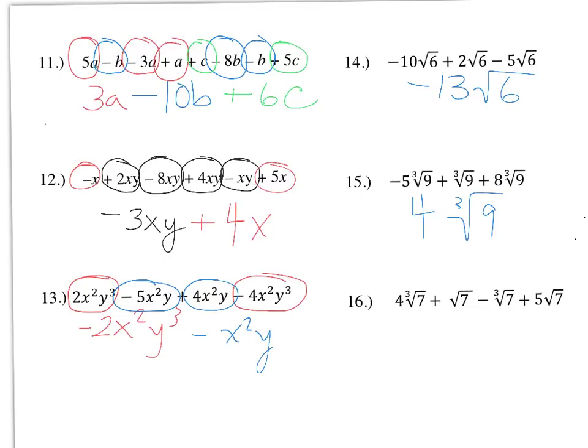All right, the last one. It looks like we maybe could combine all of these, but we actually can't. We have some cube roots of 7 and some square roots of 7. So let's start with the cube roots of 7. We have 4 cube roots of 7. Take away 1 cube root of 7. That's 3 cube roots of 7. And then we have 1 square root of 7 plus 5 square roots of 7. That's going to be a positive 6 square roots of 7. I cannot combine them because they're unlike terms. We have a cube root of 7 and a square root of 7, and they're different.